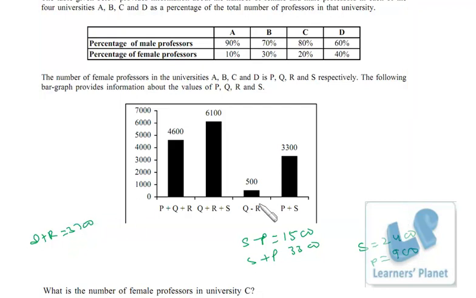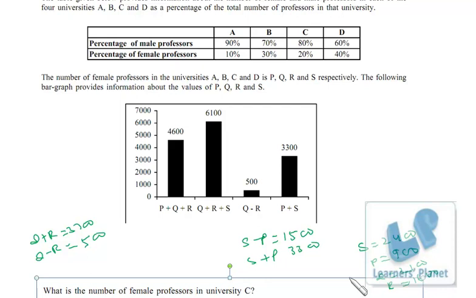Now Q plus R we have already got. So Q minus R is 500. Okay, so solving with 3700, that means Q is equal to 2100 and R is equal to 1600.